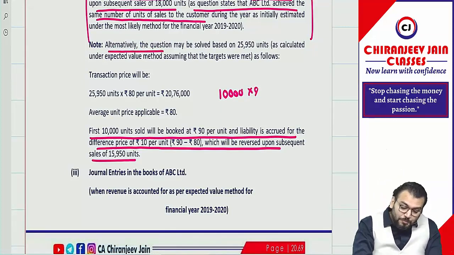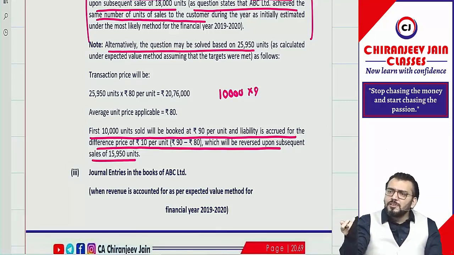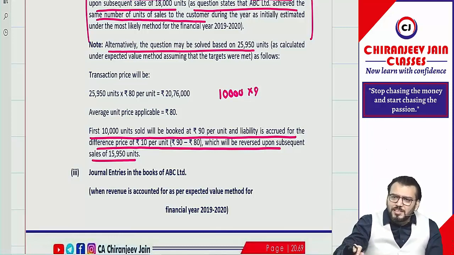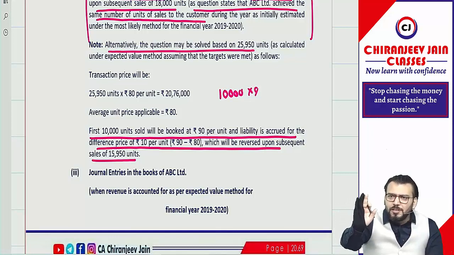Alternatively, the question may be solved based on 25,000. Why, Ray? Why this alternatively? We expected 28,000. In the question it is given that whatever is expected will be achieved. So why 25,950? Most likely method, we are expecting 28,000, na. So actually we also take 28,000.